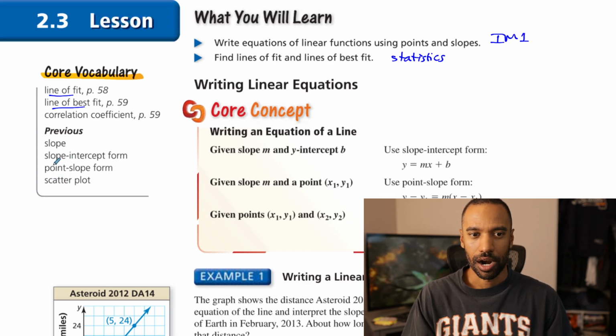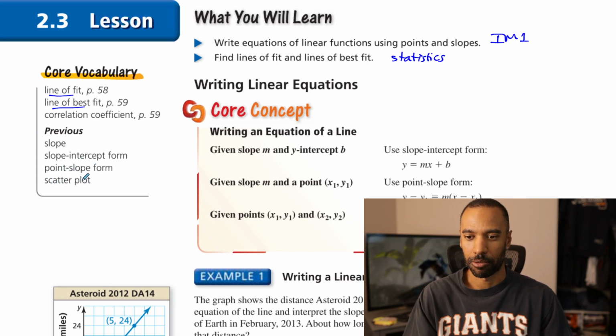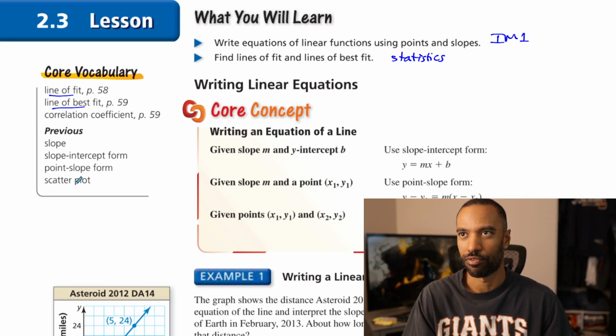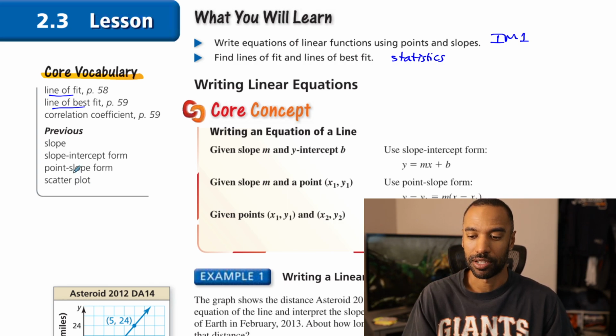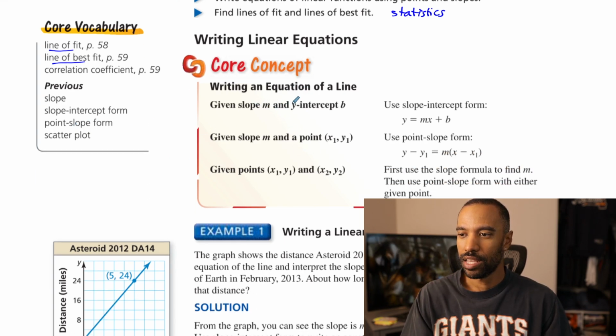Previous terms here are all involved with IM1 stuff, slope-intercept form, etc. Here's your point-slope form, and scatterplots. We saw something on scatterplots a bit ago, but our points fit perfectly through them. Now we're going to see actual scattered points. Okay. Let's write equations of a line.